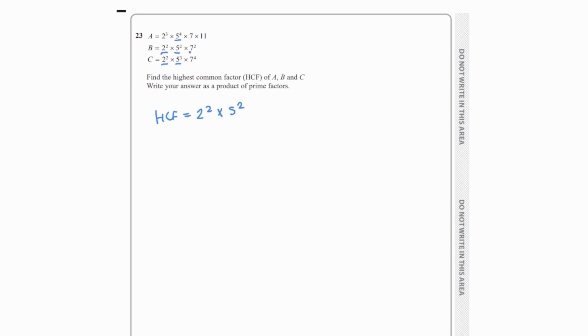Then look at the 7s. So they all have 1 7 in common. That's the lowest power of that prime factor. And they don't all have an 11, so I'm not going to include that. It says find the highest common factor of A, B, and C. Write your answer as a product of its prime factors. Well, I've already done that, so that's my answer.